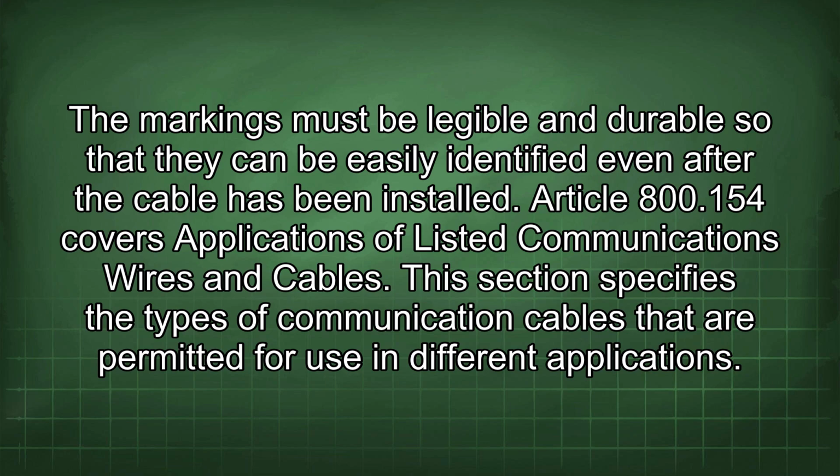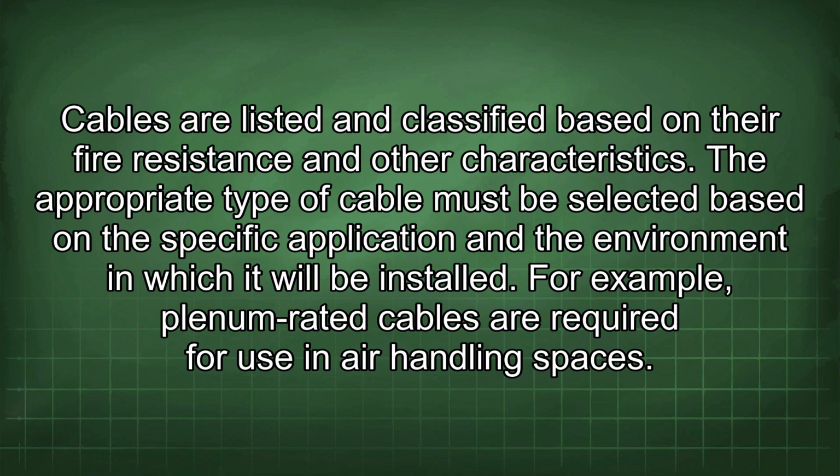Article 800.154 covers applications of listed communications wires and cables. This section specifies the types of communication cables that are permitted for use in different applications. Cables are listed and classified based on their fire resistance and other characteristics. The appropriate type of cable must be selected based on the specific application and the environment in which it will be installed. For example, plenum-rated cables are required for use in air handling spaces.